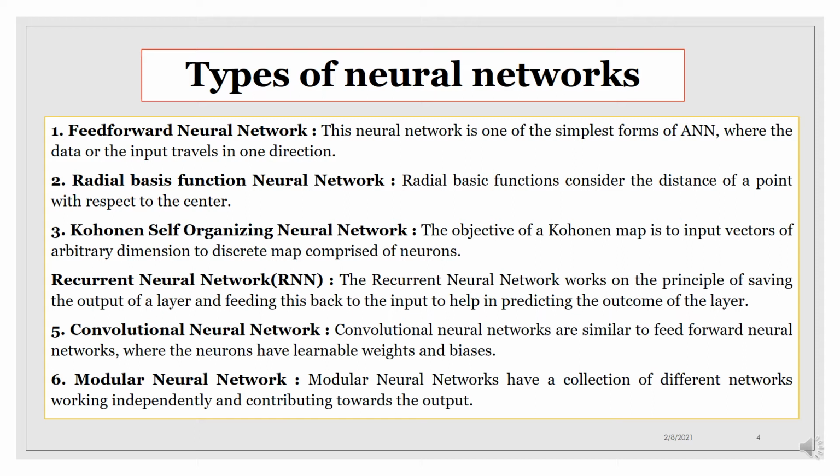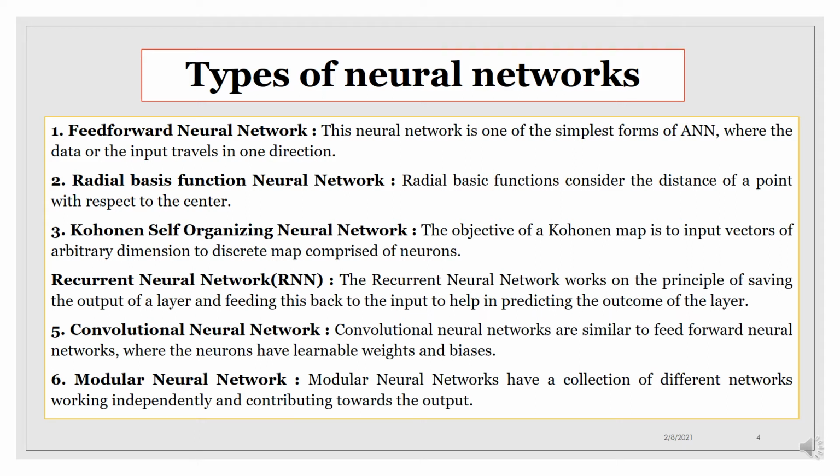Then second is the radial basis function, right? So what is a radial basis function neural network? This is a basic function which considers the distance of a point with respect to the center, right? It will take the center and the point, and it will calculate the distance, and on that basis it will make the conclusion about what output we will get. Then comes the Kohonen self-organizing neural network.